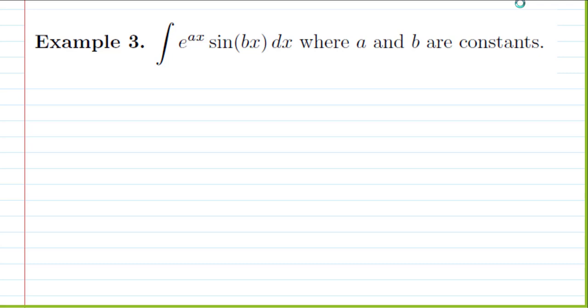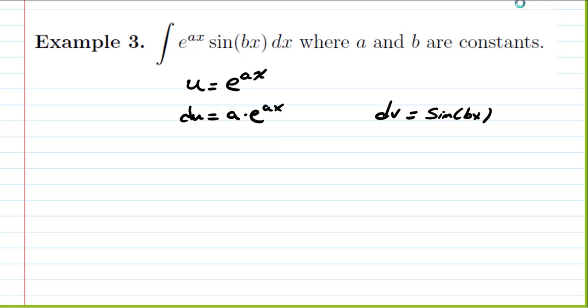All right, so let's pick our u and let's pick our dv. So we have u equals e to the ax, and we're going to pick dv equal to the sine of bx. So then du is going to be a times e to the ax. And the antiderivative, well, the antiderivative of sine is negative cosine bx, but then we have to divide by b.